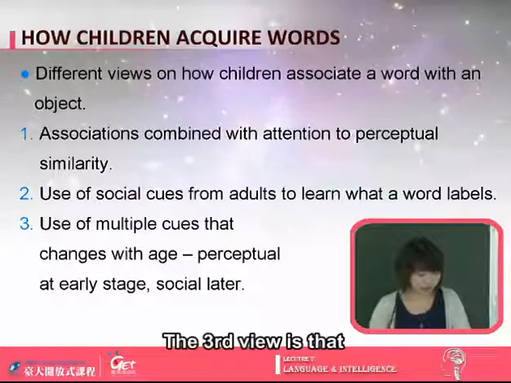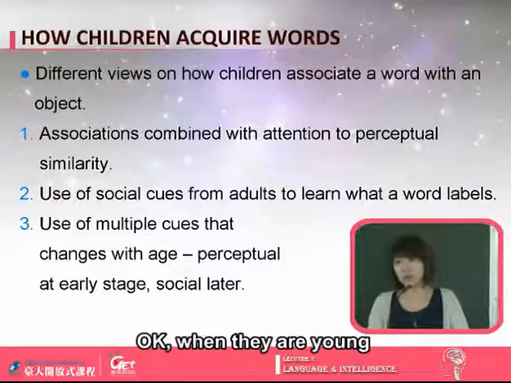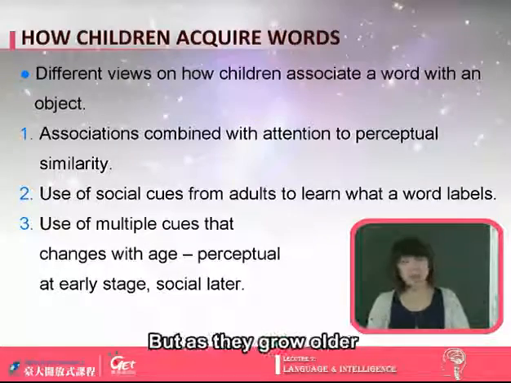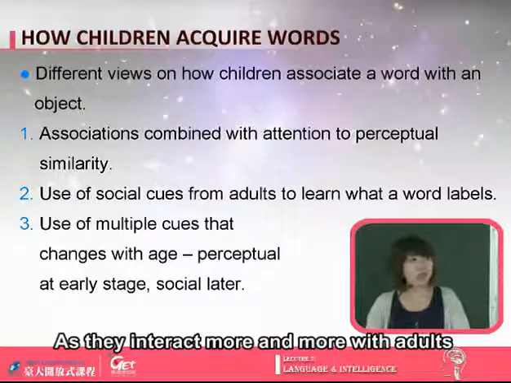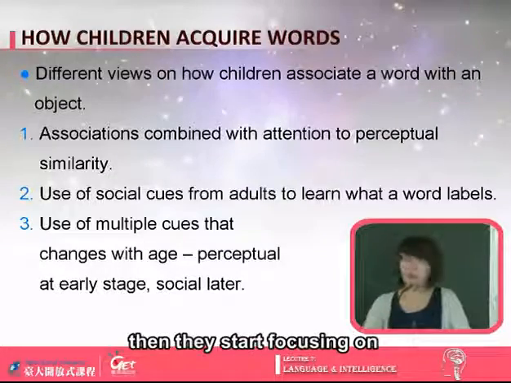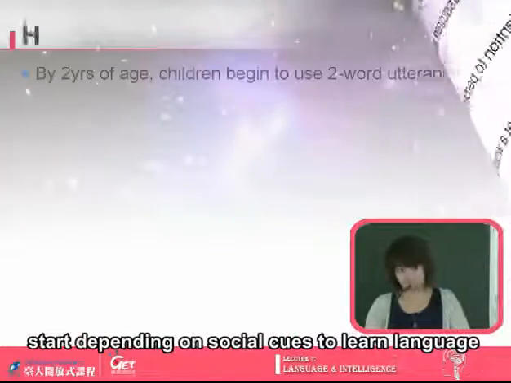The third view is that children use multiple cues depending on their age. When they're young, they do learn words based on perceptual information. But as they grow older, as they interact more and more with adults, because they are able to, they start depending on social cues to learn language.